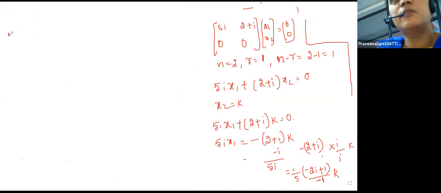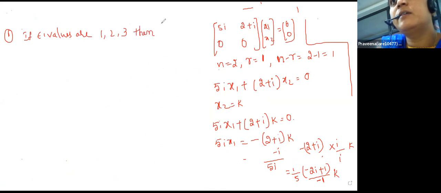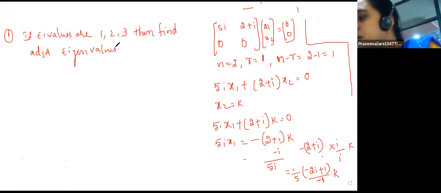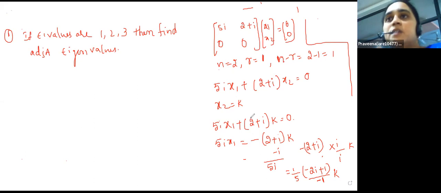Okay, I'll give an example for that. If eigenvalues are 1, 2, 3, then find adjoint A eigenvalues. How to solve this? Tell me, from that statement. Here eigenvalues 1, 2, 3 are given, then find adjoint A eigenvalues, how do we get that answer? What is the formula for the eigenvalues of adjoint A? Det A by lambda, right?